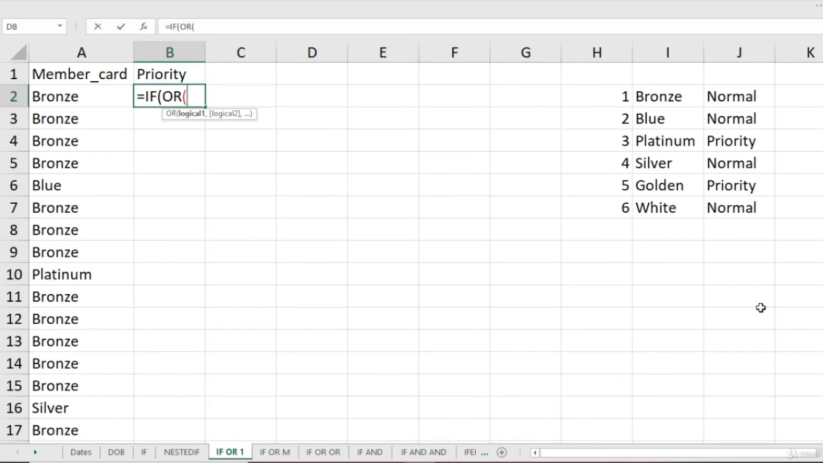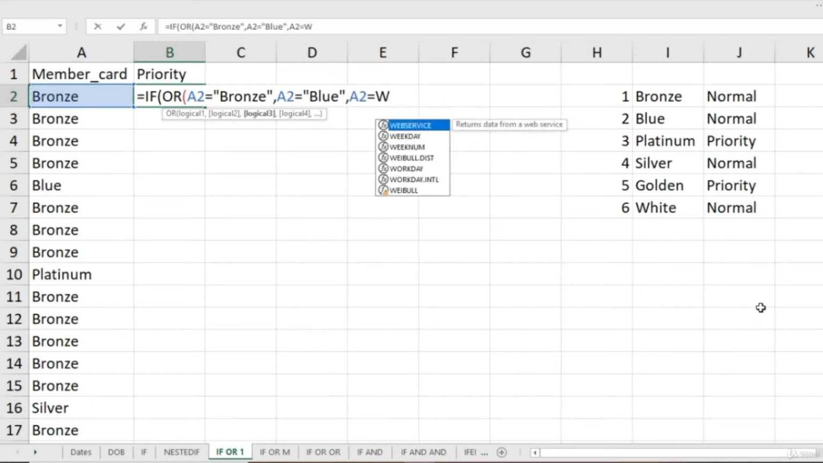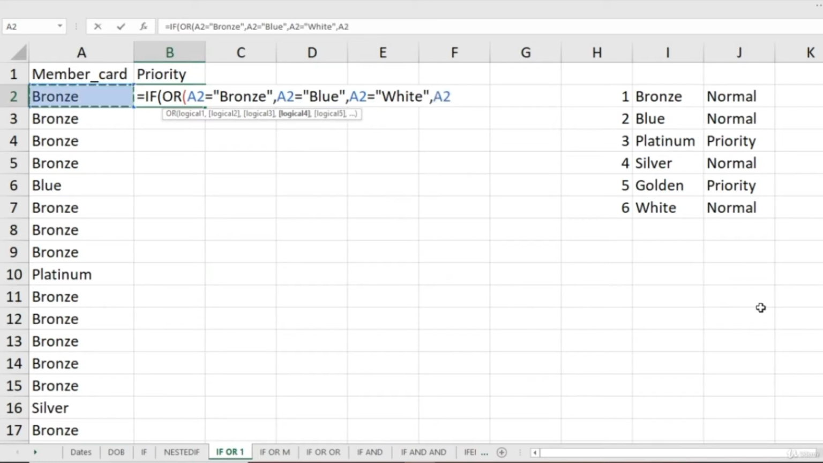So what we will do here is I would say IF OR logical one. So logical one basically is if this value equals, now as I have to write the text, I have to write it in inverted commas, bronze, or logical two, or this value equals blue, or this value equals white, I have to write in inverted commas, and or if this value equals silver.